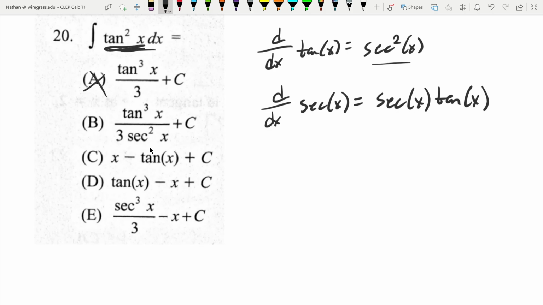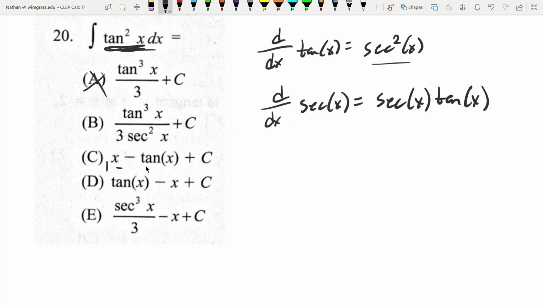This one, tangent over secant, again, same kind of thing. We're going to get that secant squared, but now we have this fraction in there, so we have to do the whole quotient rule. I'm going to skip that one for now and come back to it if I need to. C, take a derivative of 1, we get 1 minus tangent squared.